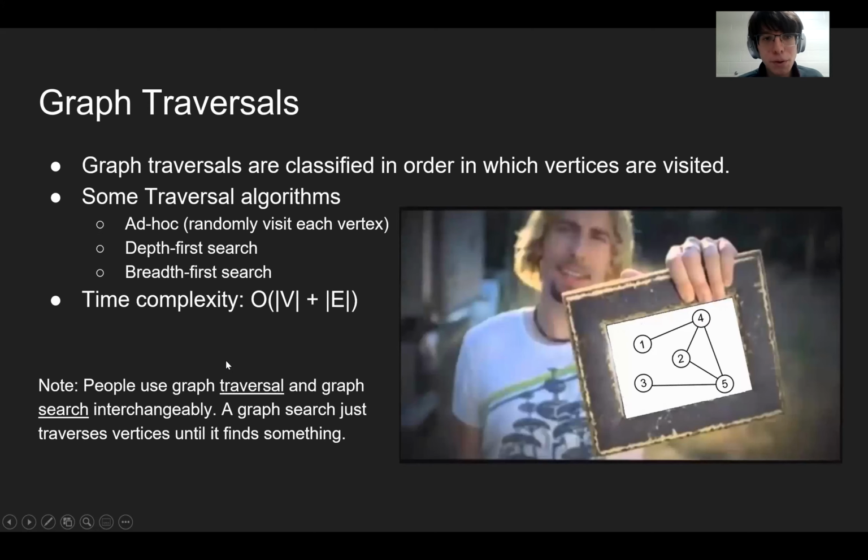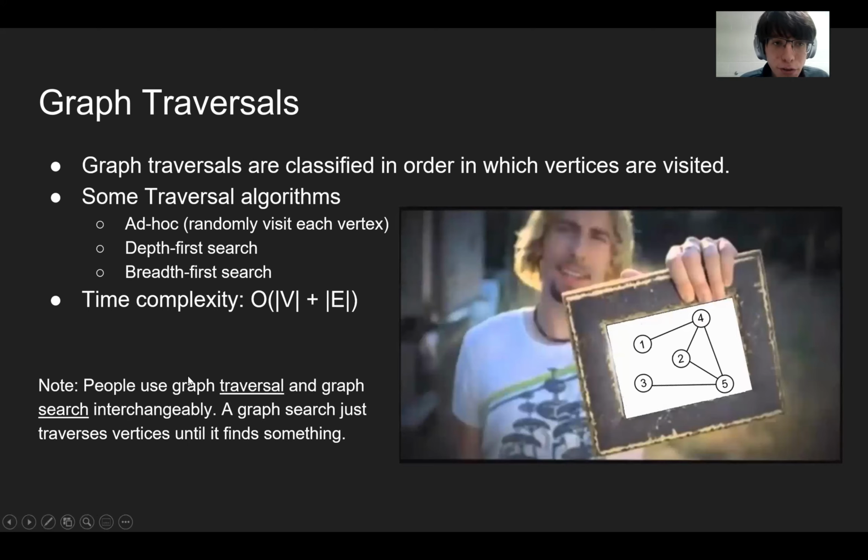Okay, so graph traversals are classified by the order in which the vertices are visited. There are some traversal algorithms. There's ad hoc, where you randomly visit each vertex. That's probably not the one you want to use in most cases, but maybe in some cases. The other two are depth first and breadth first search, which I mentioned a moment ago, and they're just extensions of the ones we've seen for trees.